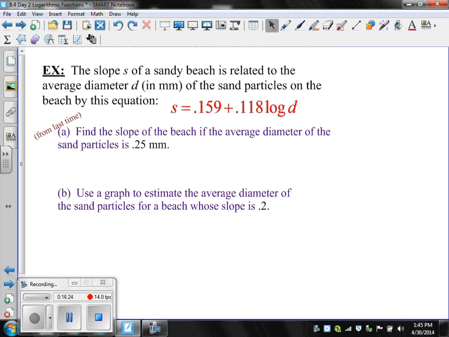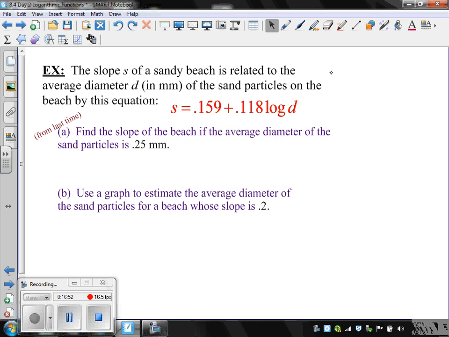Okay. So we're going to use the graph. Now that we know what these graphs look like, we're going to use the graph to help us estimate what the average diameter of the pebbles will be if our slope is 0.2 in this case. So I'm going to go ahead and graph this. You might want to get your calculator handy because I'm going to jump right to the y equals screen real fast here.